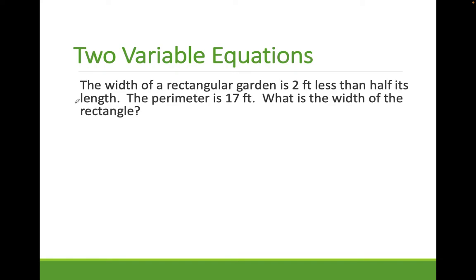Another type of equation where you define one variable in terms of another is this one. The width of a rectangular garden is 2 feet less than half of its length. The perimeter is 17 feet. What is the width of the rectangle?